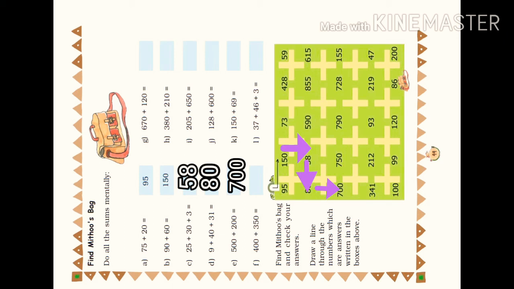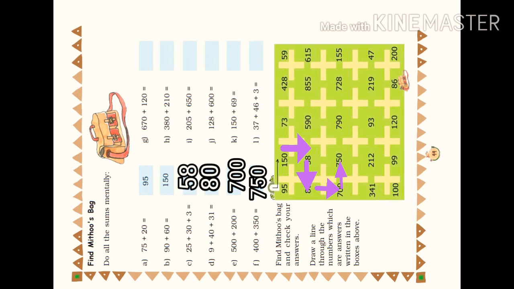Okay, next question, question number F, 400 plus 350. It will give 750. So from 700, now it will go to 750. And that's how you will solve, and then with the answers that you get, you will make a way in this diagram, in this box, and that's how you will reach Mitu's bag.